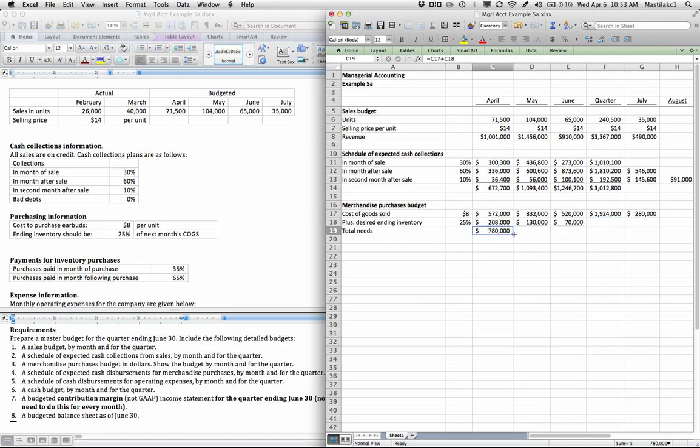And we can see that during the month of April, for example, we have to have a total of $780,000 worth of inventory on hand. Now, here's the thing. If we're smart enough in April to plan ahead for the beginning of May, we were probably smart enough in March to plan ahead for the beginning of April.